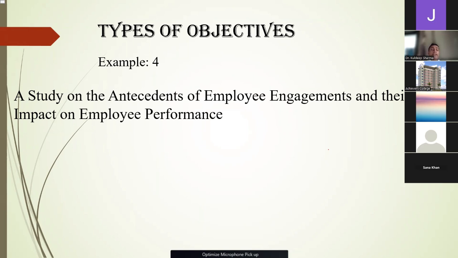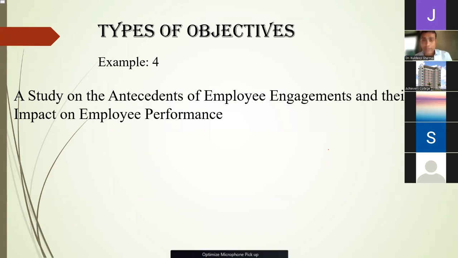Madam, one thing you should understand: whenever you frame an objective, you should know the characteristic of your variable. You should know what exactly you want to study. Let's see, here I've said a study on the antecedent of employee engagement, and the impact on employee performance. So here, how many variables do we have? Two. Two variables. Very good, Sadiq sir.